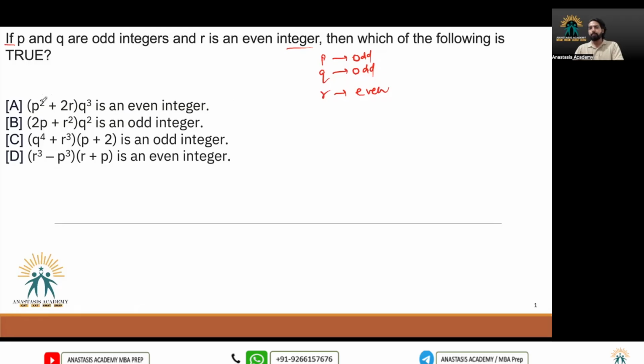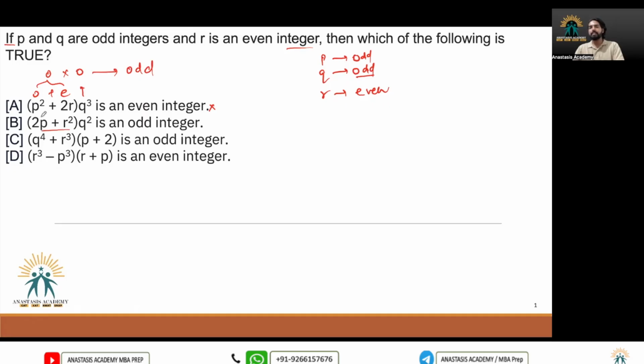Option A: P square means odd square, and an odd number squared I know is odd, plus 2 times of even. 2 times anything is already even. Even plus odd is odd, and odd into Q cube. Q is odd already, and odd cube means odd. Odd into odd would be an odd integer. Is it an even integer? No, it cannot be my answer.